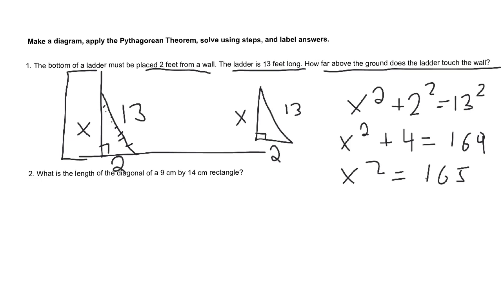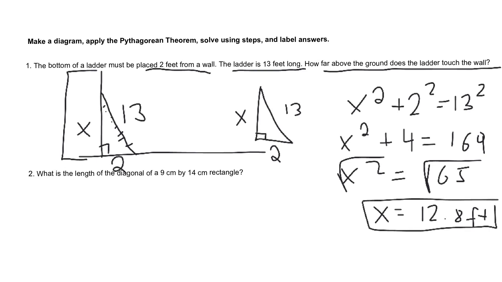Okay, and then if you take a square root of both sides, square root of 165, let me check my calculator, square root of 165, I got 12.8. Okay, so the answer is x equals 12.8 feet. So this is your final answer. Okay, and finally, take a minute and try number 2. When I say take a minute, obviously it will take you more than 1 minute. Attempt question number 2, and then we'll do it together.